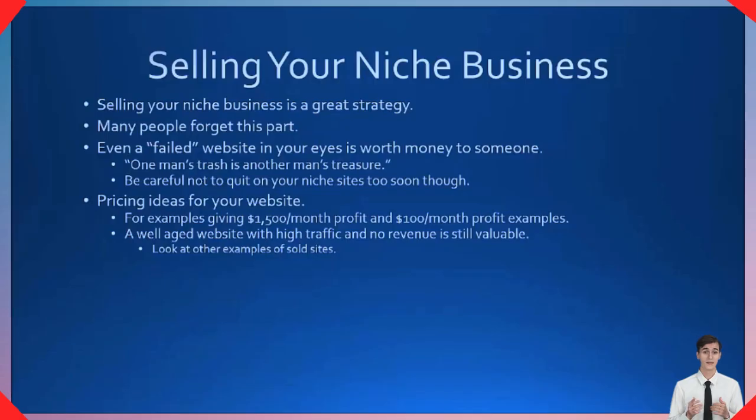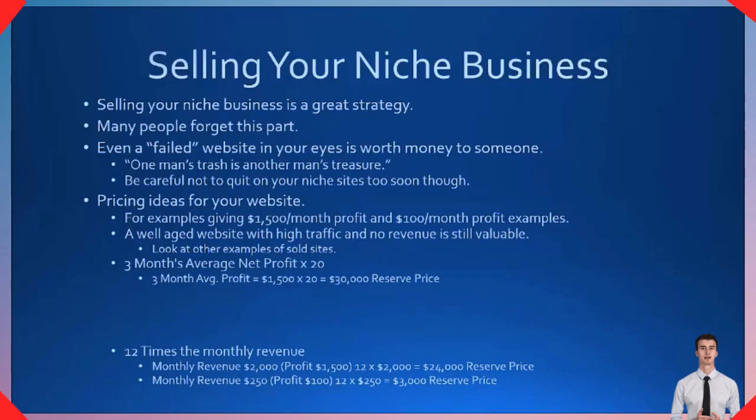So let's look at other examples of sold sites that are out there. There are some website-for-sale marketplaces that say you could take a 3 month average net profit for your business. So you take the last 3 months, and let's say that averages out in this example to $1,500 a month. That would be a niche market that maybe you've been working on for a while. We're going to multiply that out times 20, and that would set a reserve price, meaning the minimum that you would want to sell your site for, or what your site is worth, at $30,000.